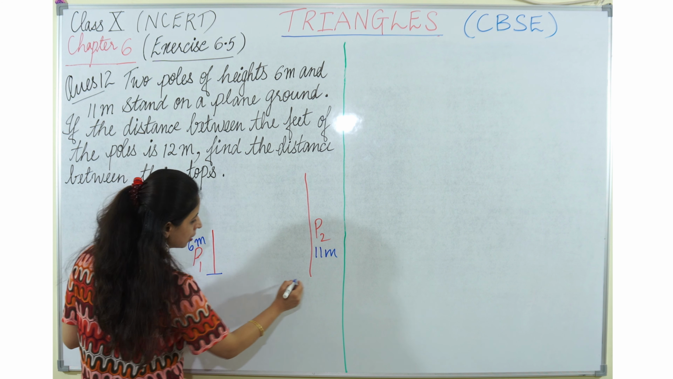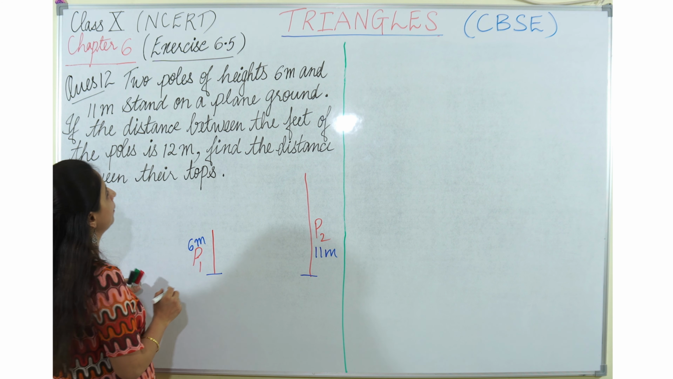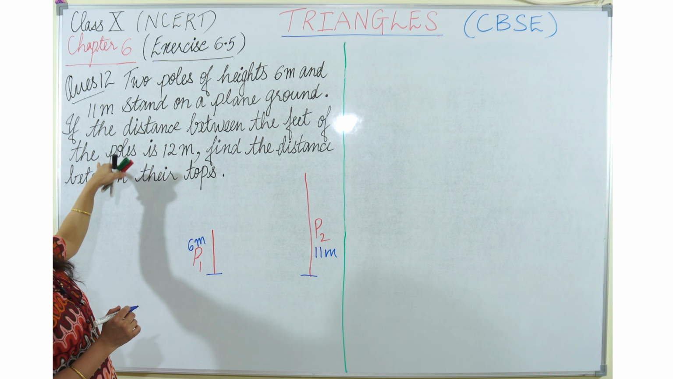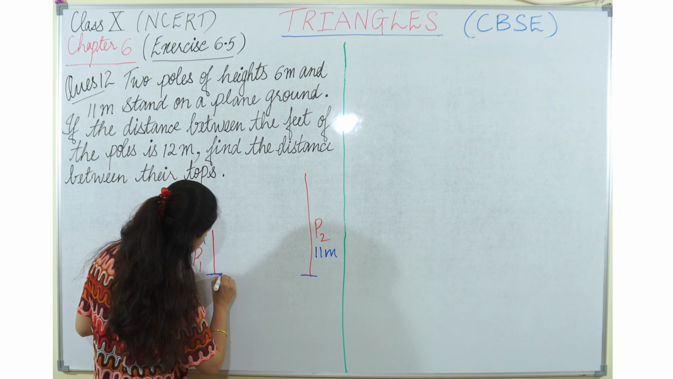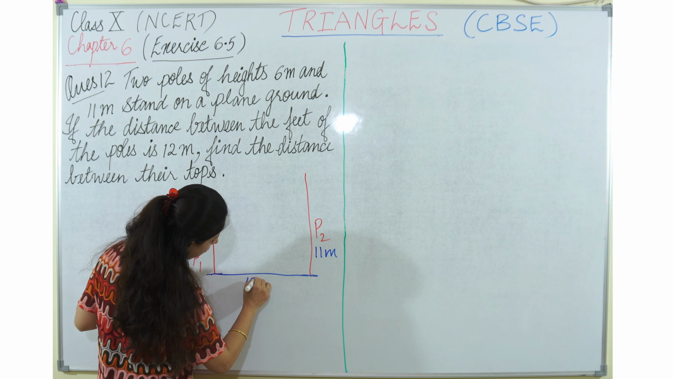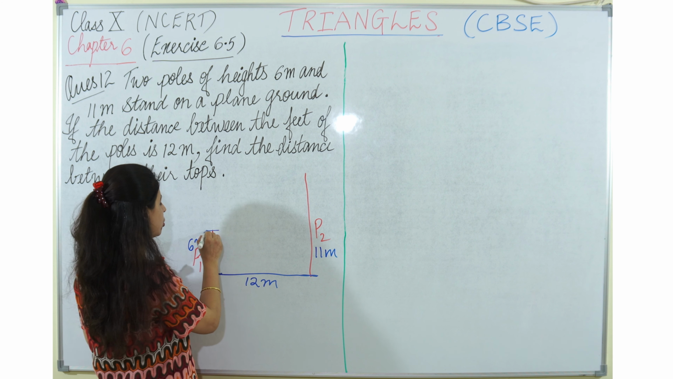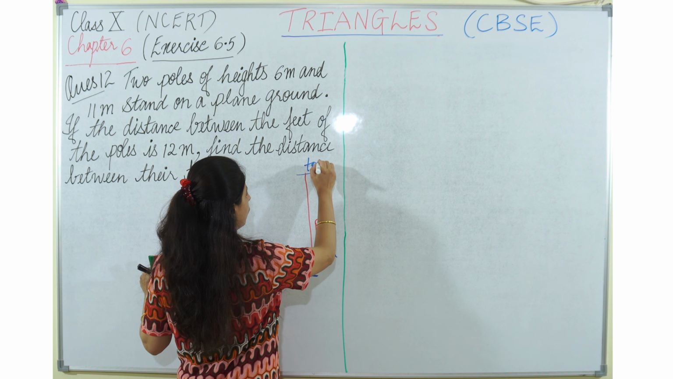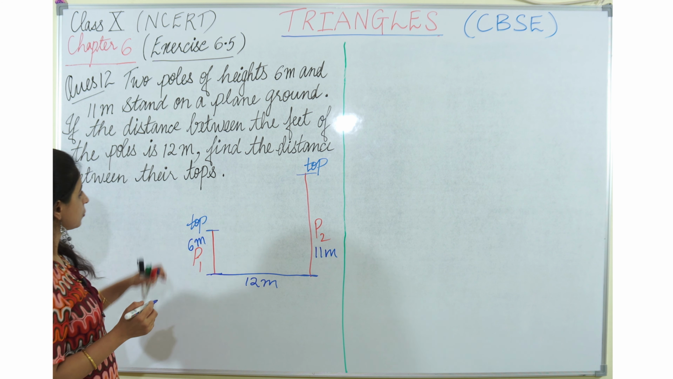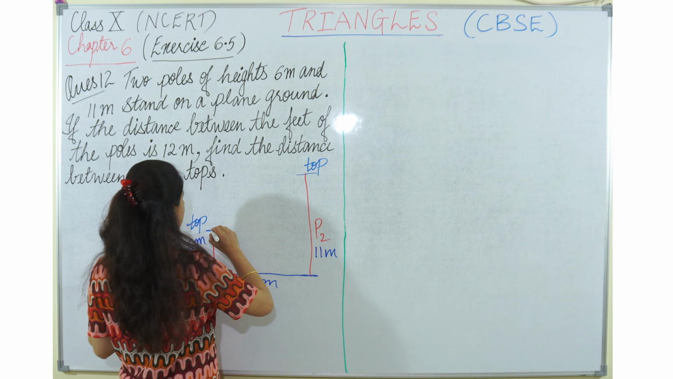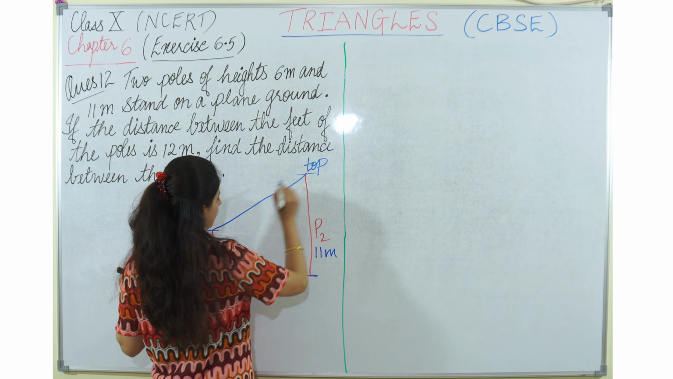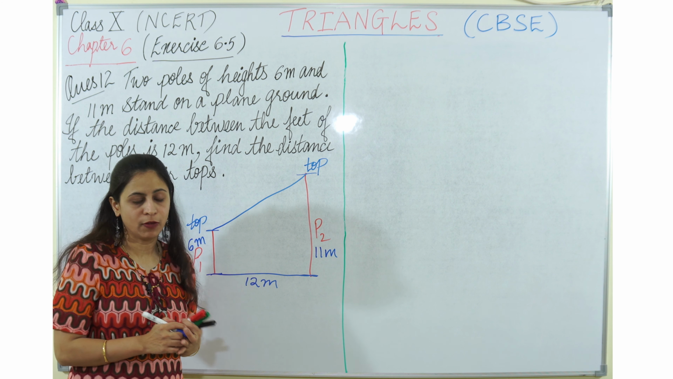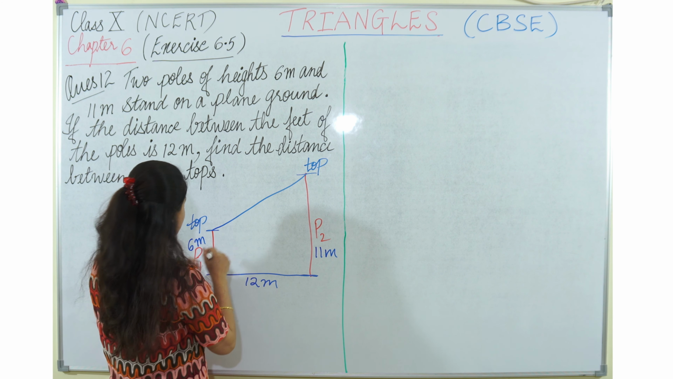This is the feet of both the poles, and they are saying that the distance between the feet of the poles is 12 meters. So this is my 12 meters over here. This is the top of both the poles. We need to find out the distance between the tops of both the poles P1 and P2. Okay, so this is my figure.